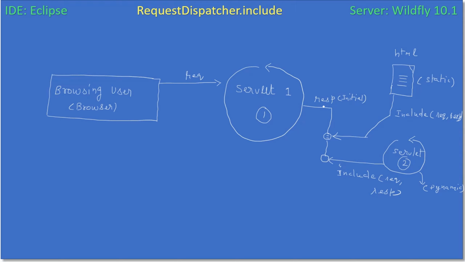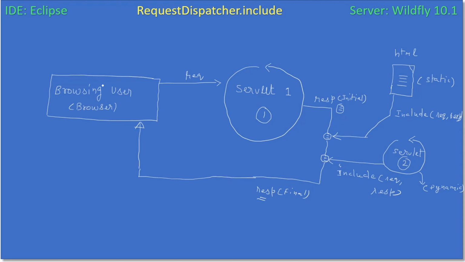Now if you see in this picture, let's say servlet one already kept some response, then we include some other response from the HTML that will be the static content, then we include the response generated by servlet two that will also participate as part of this response. Finally, servlet one will send the final response, which is the combination of the response generated by servlet one, the static content of HTML, and the output generated by servlet 2. We can call this the final response, and the final response goes to the browsing user.